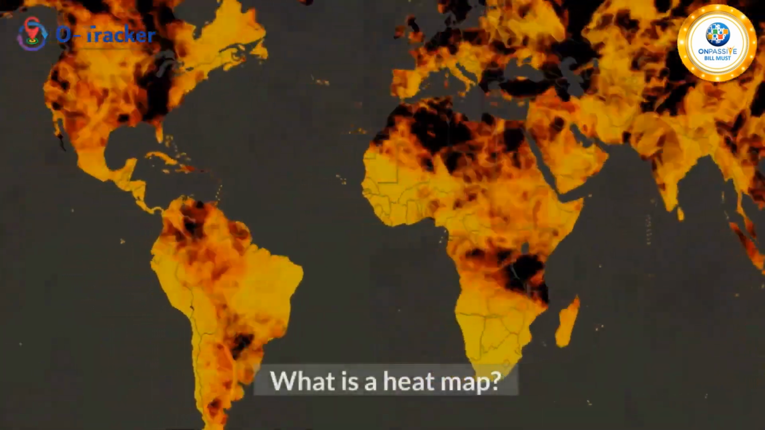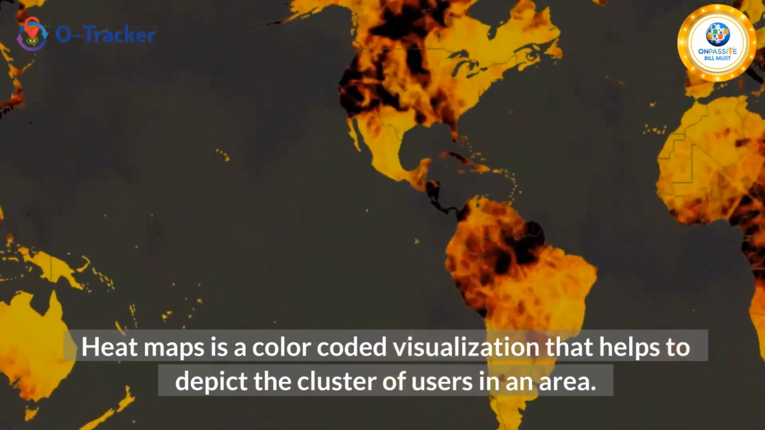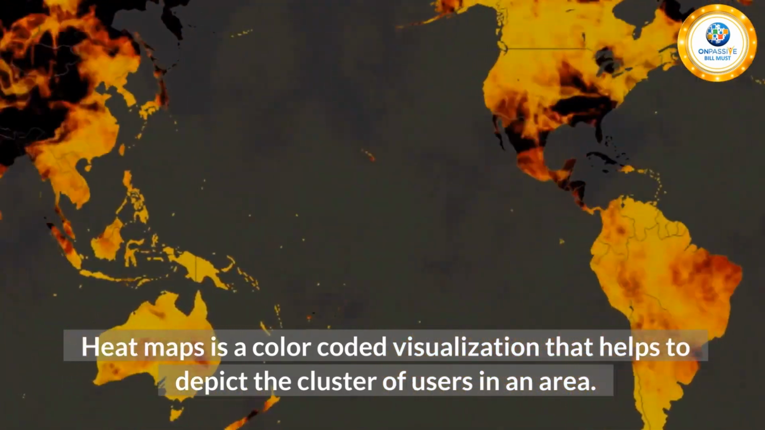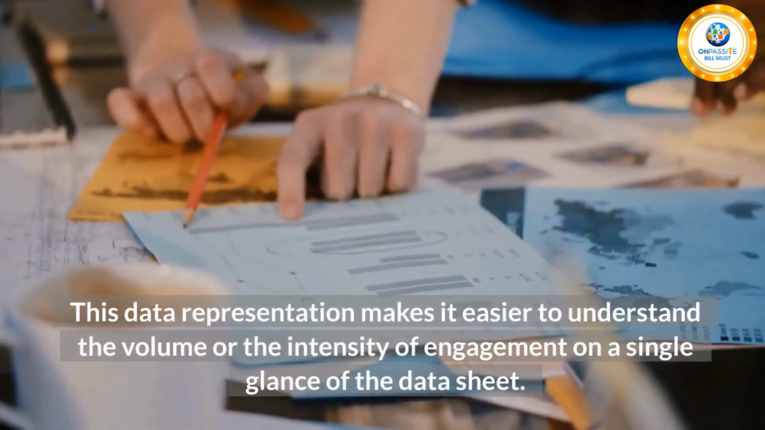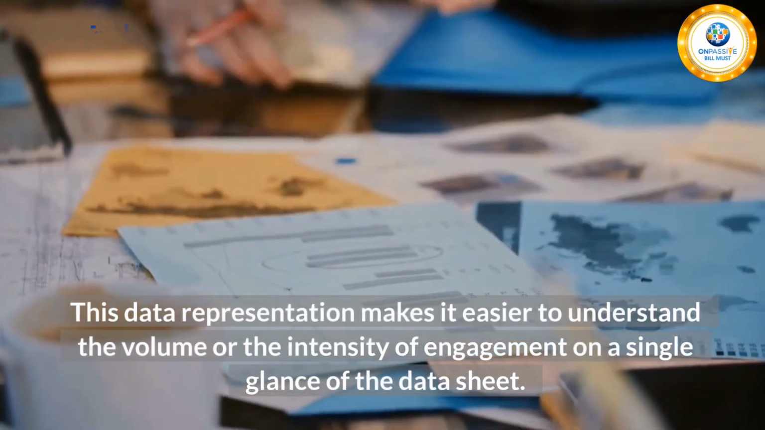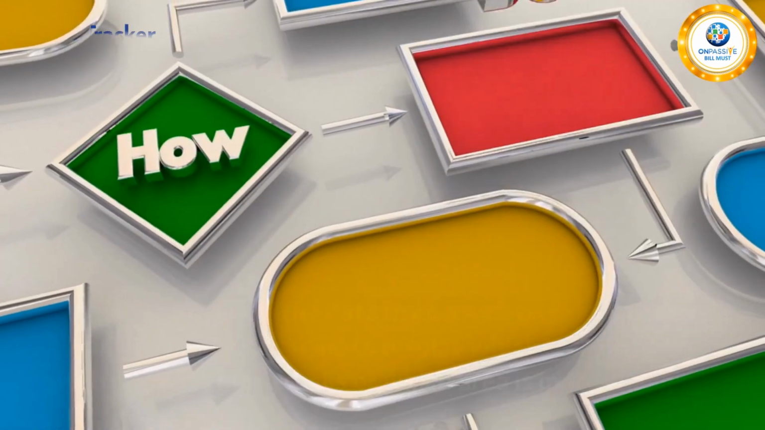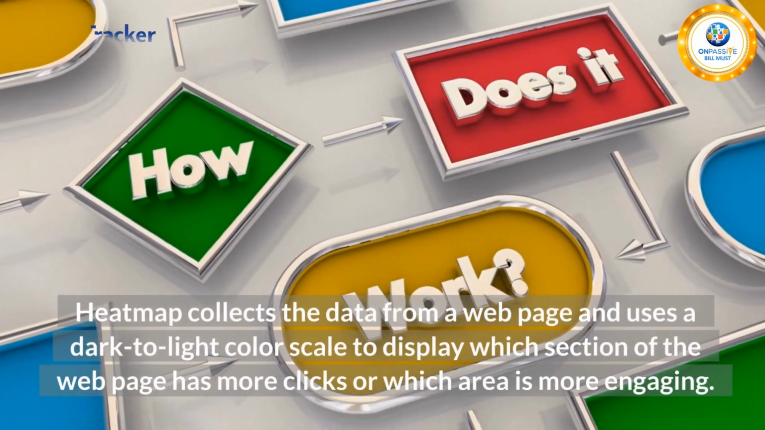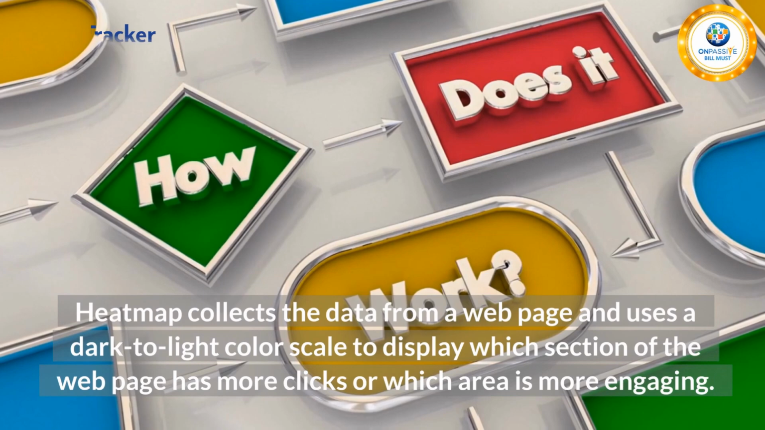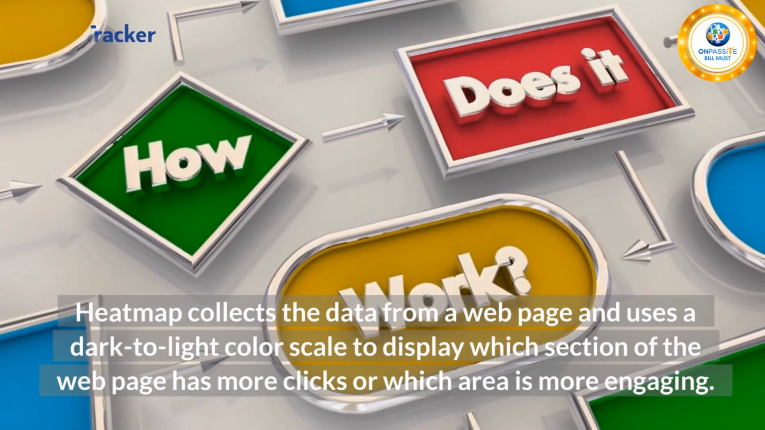What is a heat map? Heat maps is a color-coded visualization that helps to depict the cluster of users in an area. This data representation makes it easier to understand the volume or the intensity of engagement at a single glance of the datasheet. How does heat map work? Heat map collects the data from a web page and uses a dark to light color scale to display which section of the web page has more clicks or which area is more engaging.